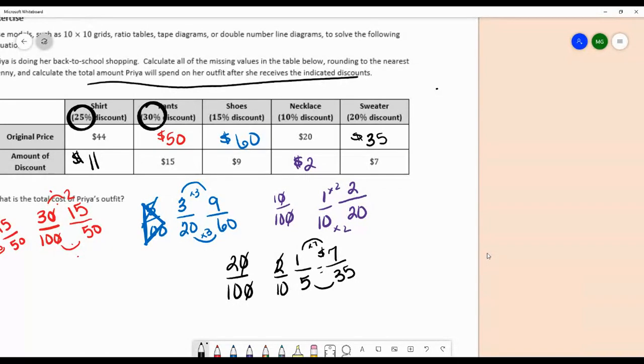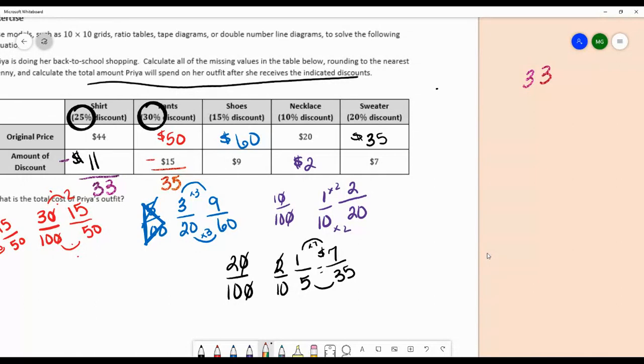Okay, so when we take a look at this, we know the shirt was $44, but we saved $11. So I'm going to go ahead and right here, I'm going to write underneath it what I got when I subtracted. Okay, $44 take away 11 is 33. So my shirt, I'm going to pay $33 for it. Then I go to my pants. It was $50. Take away that 15 that I'm going to save, which leaves me 35.